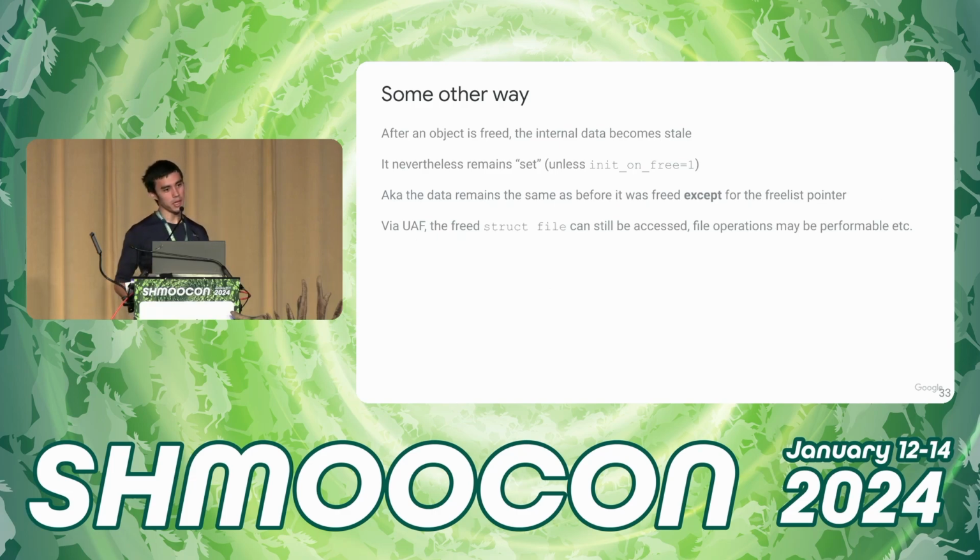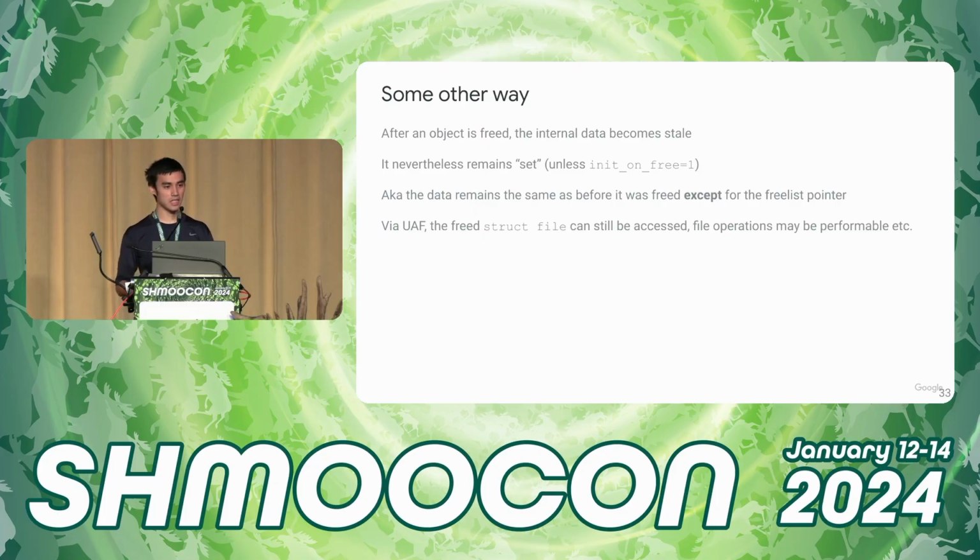So when an object is freed, that internal data becomes stale, but it nevertheless remains set, with the small caveat, unless a certain kernel command line option is flipped on, which it usually isn't. That means that once an object is freed, the data remains the same as before it was freed, except for any heap metadata that the kernel decides to introduce, which there is some. There is a free list pointer that's introduced into the chunk when it's freed. They put it in the middle. There's really good reasons for that. You can talk to Kees Cook about it if you really want to hear why, or you can go read his commits online. But they put the free list pointer in the middle of the chunk. But other than that, the rest of the object remains intact.